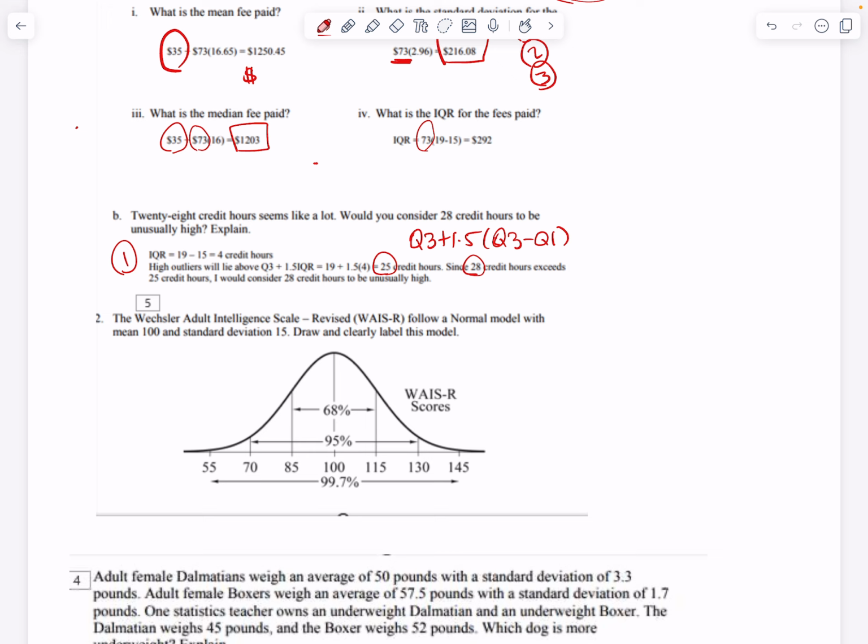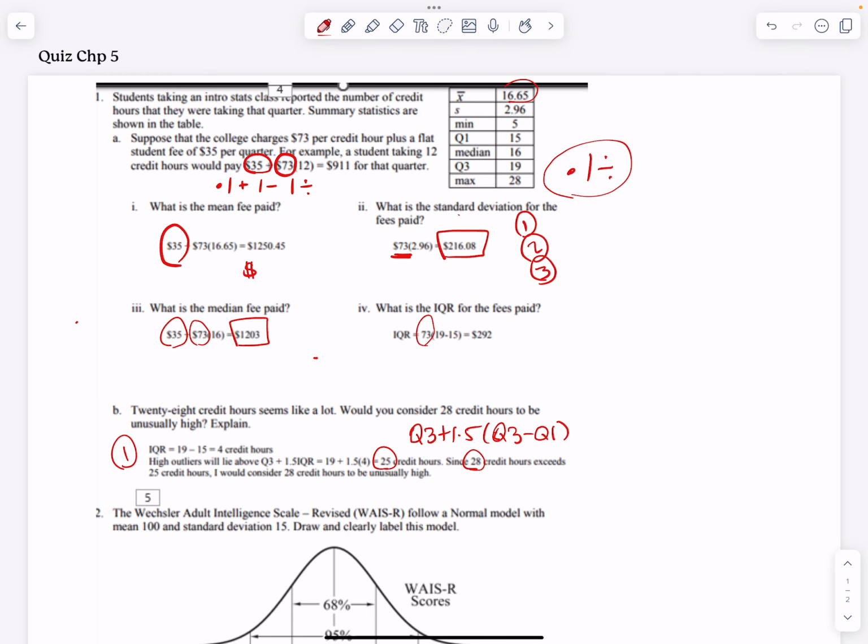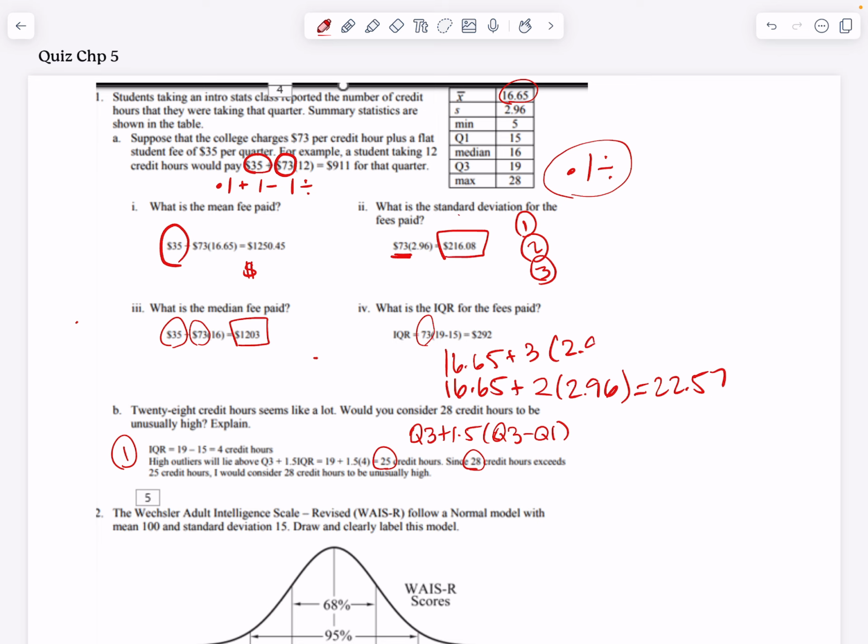Another way you could do it is 2 standard deviations, where you could say, okay, well, the mean is equal to 16.65, and 2 standard deviations is going to be 2 times 2.96. Anything above 2 standard deviations we call unusual, we call an outlier. So you could go 2 times 2.96 and then plus 16.65, and that is equal to 22.57, so it still would be an outlier.